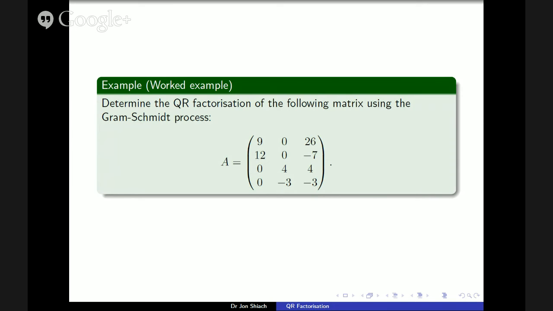Okay, and we also do the same for R23. So it's E2 dot A3. So E2 was 0, 0, 4/5, minus 3/5. And we have the 26, minus 7, 4, minus 3. So it's going to be 16 plus 9, which gives us 25, divided by 5, gives you 5.